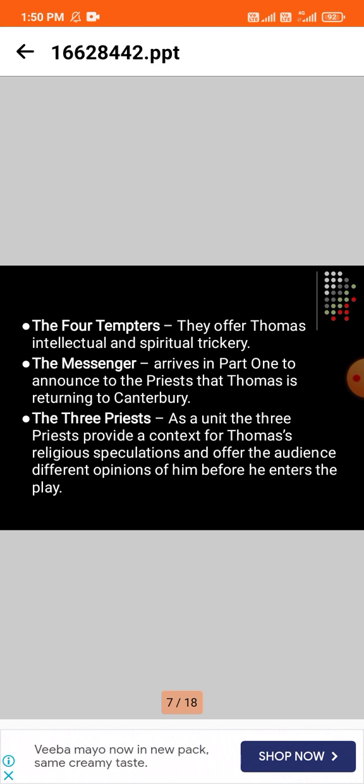The next character, the messenger, arrives in part one to announce to the priests that Thomas is returning to Canterbury. The next character, the three priests. As a unit, the three priests provide a context for Thomas' religious speculations and offer the audience different opinions of him before he enters the play.